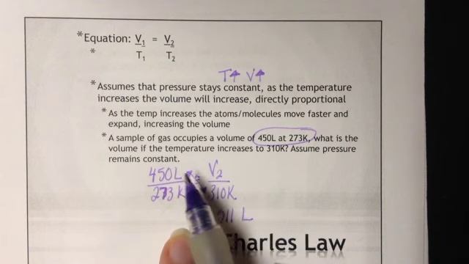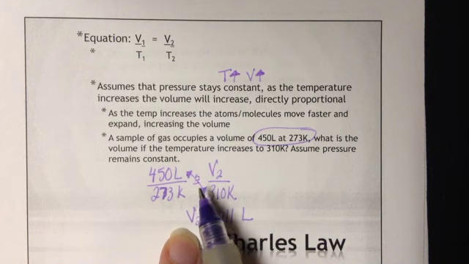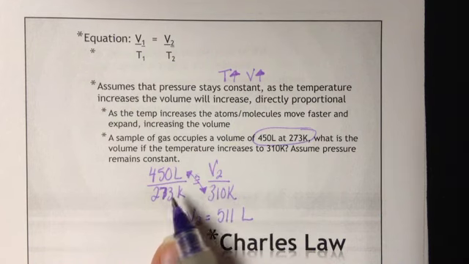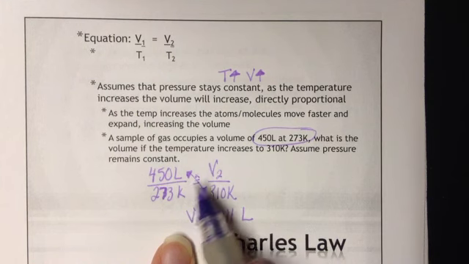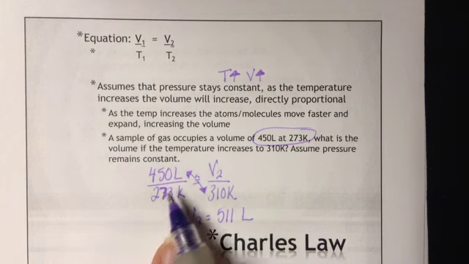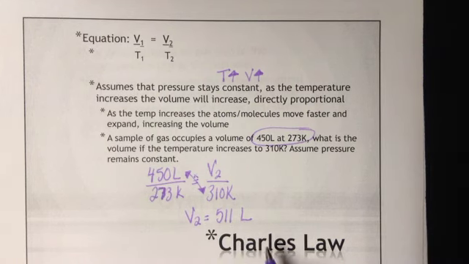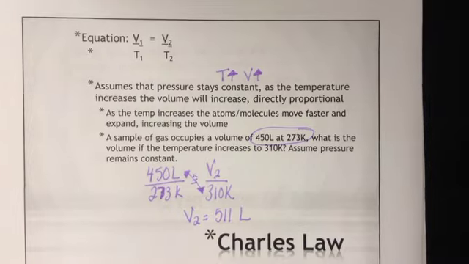So how do I solve? I cross multiply and divide. I'm going to cross multiply these, 450 times 310 divided by 273 Kelvin. So I go 450 times 310, I get a really large number, and then I divide by the one that is with my unknown, the one diagonal from my unknown. So I'm going to divide by 273, and I get 511 liters as my answer. Again, I know it's liters because I'm solving for volume.